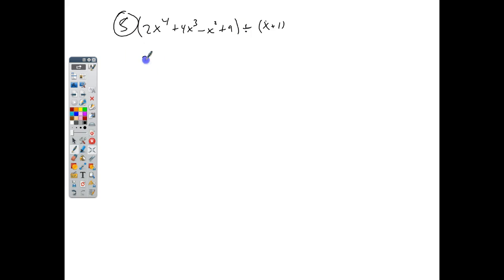I'm going to put a negative 1 in. I get 2 times negative 1 to the 4th plus 4 times negative 1 to the 3rd minus negative 1 squared plus 9. This gives me 2 minus 4 minus 1 plus 9. That would be 11 minus 5, which is 6. And so no, that is not a factor, so I do not want to choose the long division version of that because that would be painful and hurt my feelings.